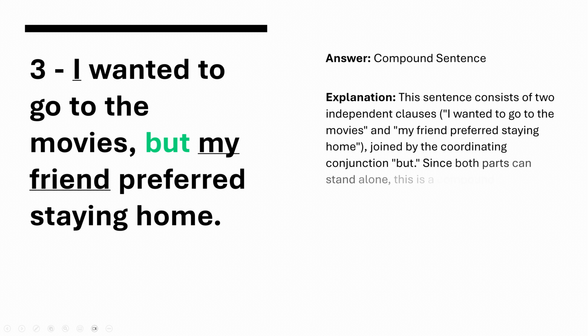Now let's see number 3. I wanted to go to the movies, but my friend preferred staying home. You see here we have different subjects, even if they are identical, both of them are mentioned here. This will be a compound sentence because it combines two full ideas, two full independent clauses. I wanted to go to the movies, but my friend preferred staying home. So this is a compound sentence.